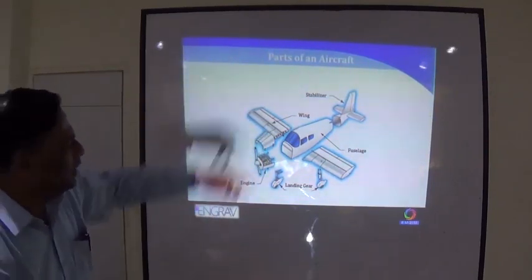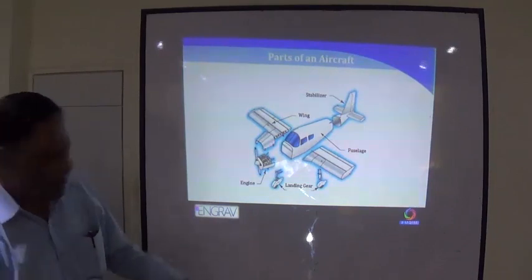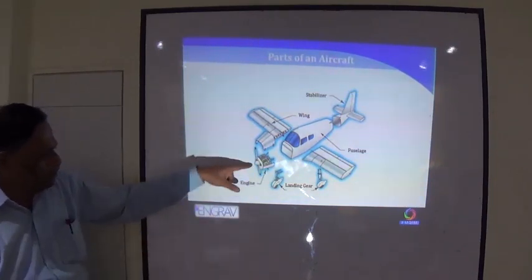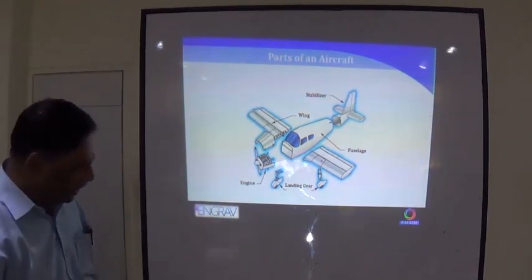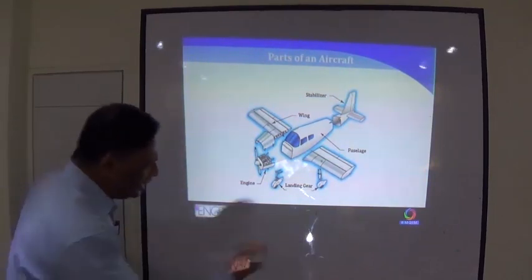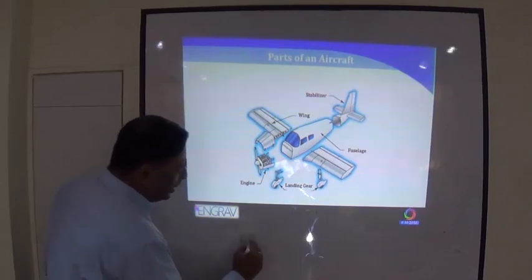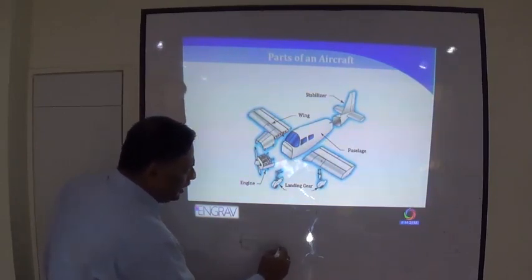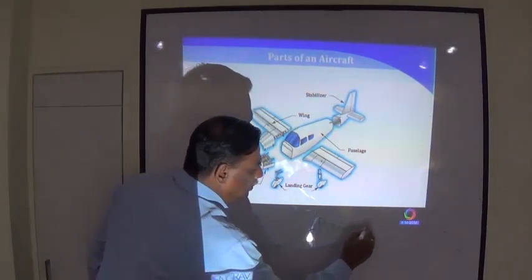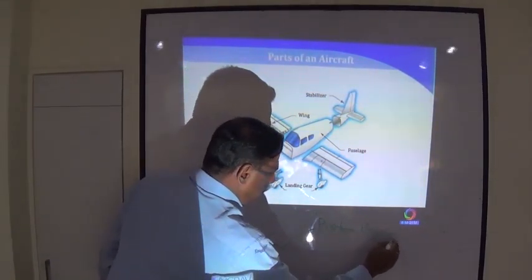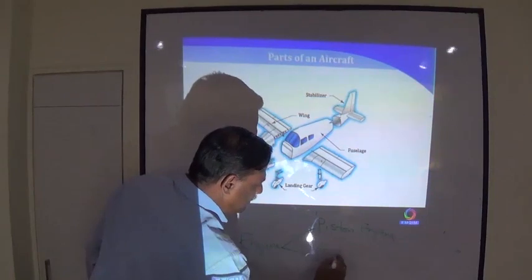This is some of the parts of an aircraft. This is a small piston engine. If I do a broad categorization, an engine of an aircraft can be a piston engine or it can be a jet engine.